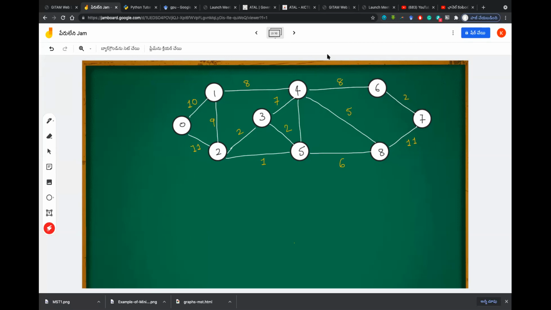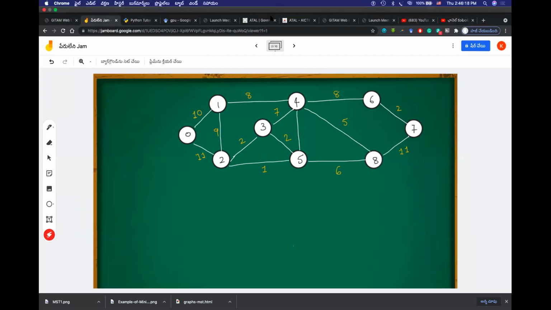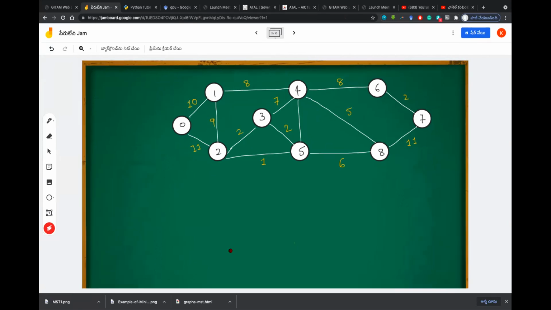Somebody is asking a doubt. Any doubt? Sir, from edge 4 to 5, you didn't give any weight, sir. Edge 4 to 5, yes. I forgot to write something.